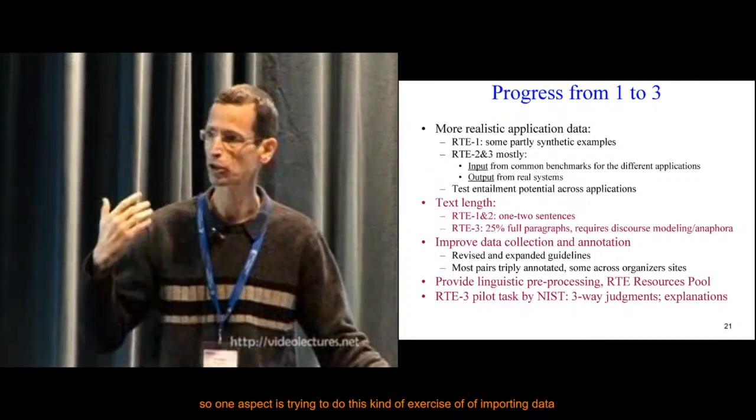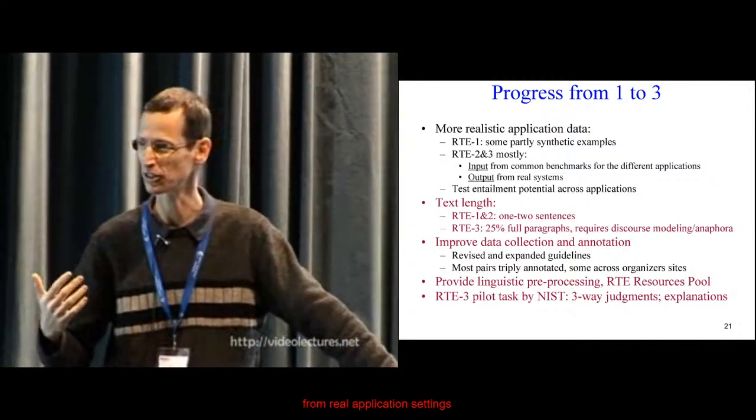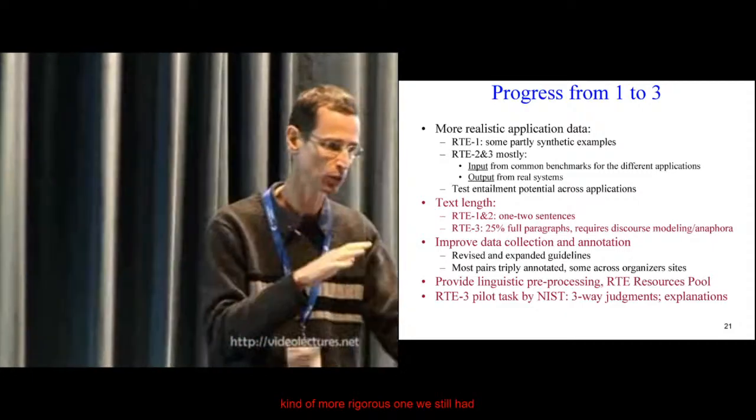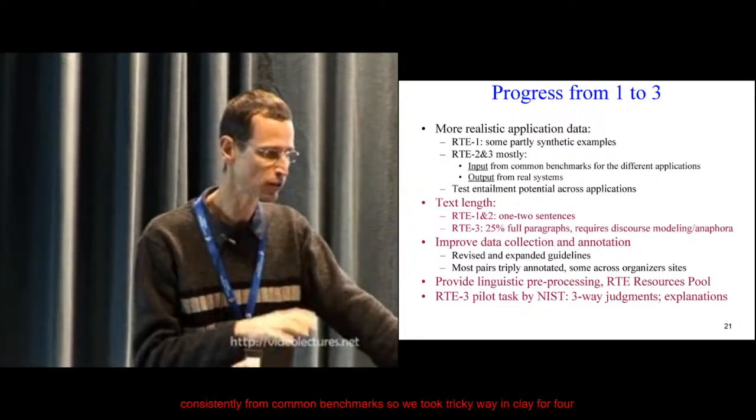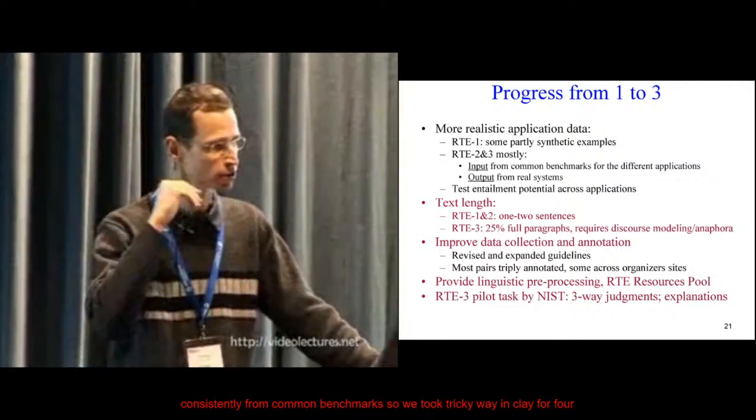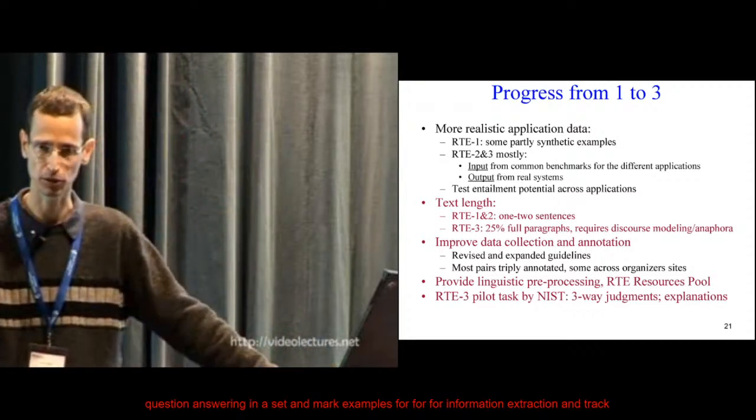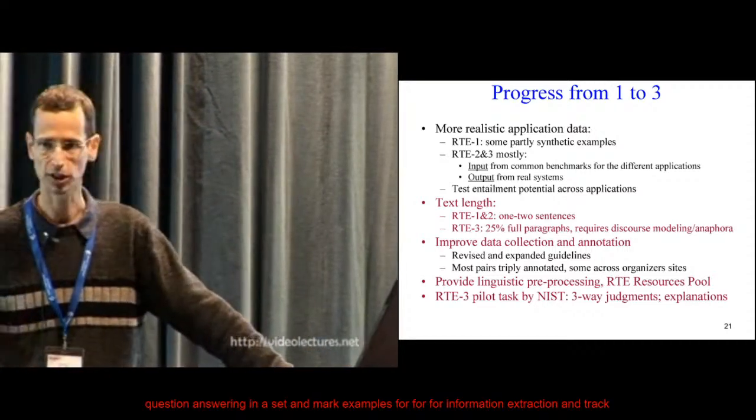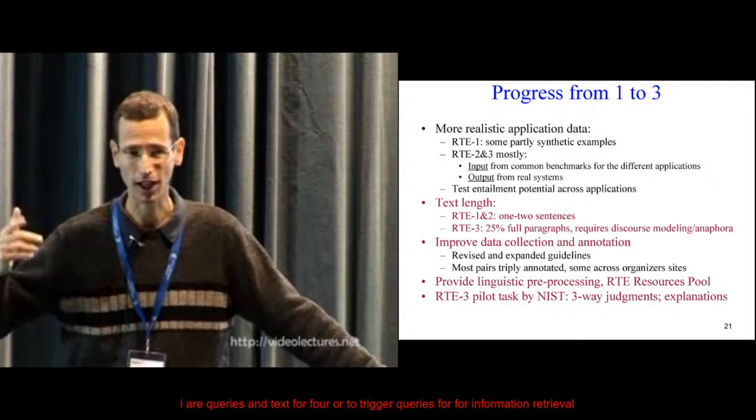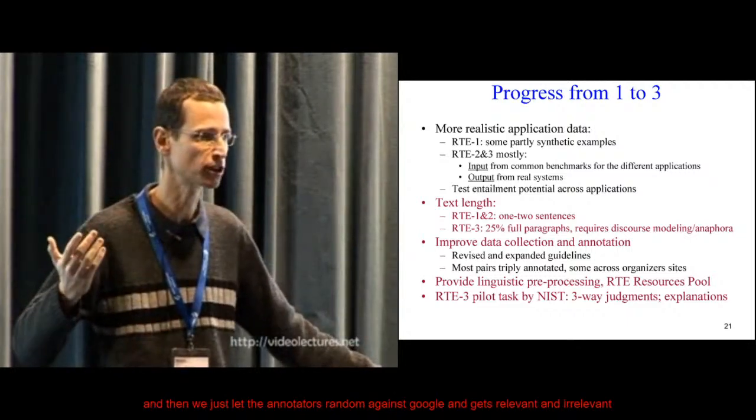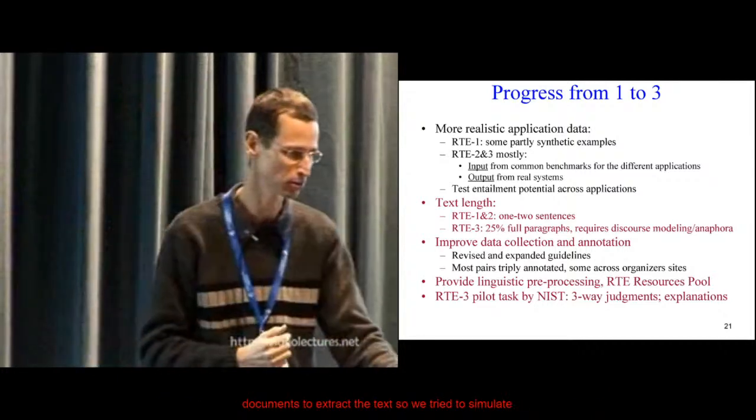One aspect is trying to import data from real application settings, more rigorously. In RTE1 we still had more partly synthetic examples. In 2 and 3 the input was quite consistently from common benchmarks. So we took TREC QA and CLEF for question answering, ACE and MUC examples for information extraction, and TREC IR queries for information retrieval, and then we just let the annotators run them against Google and get relevant and irrelevant documents to extract the text.